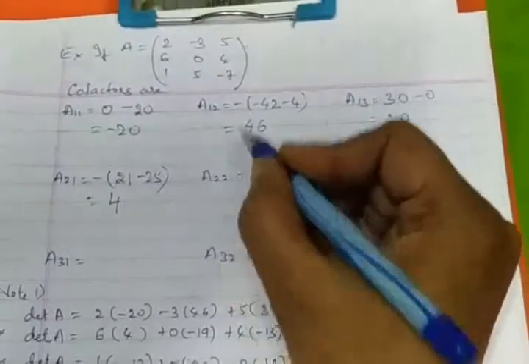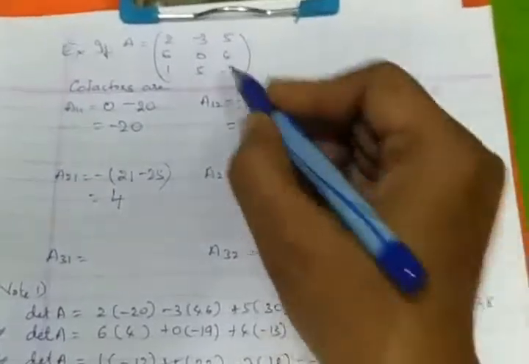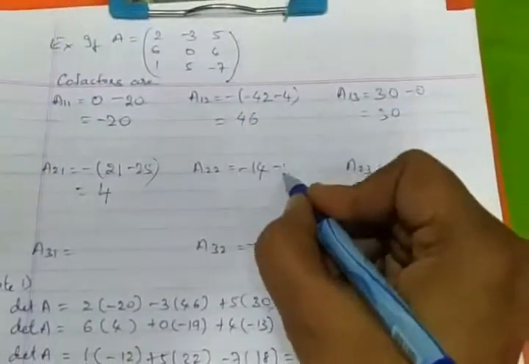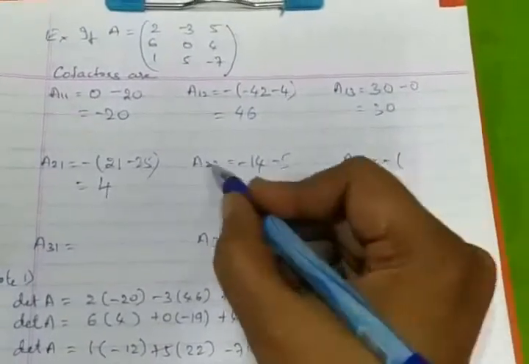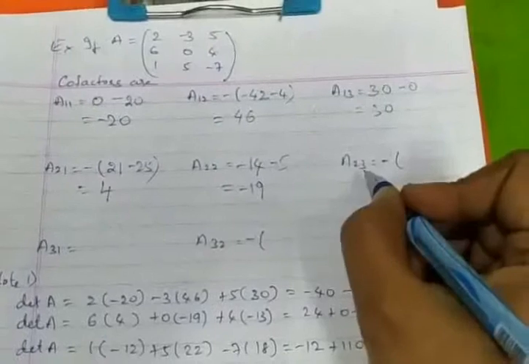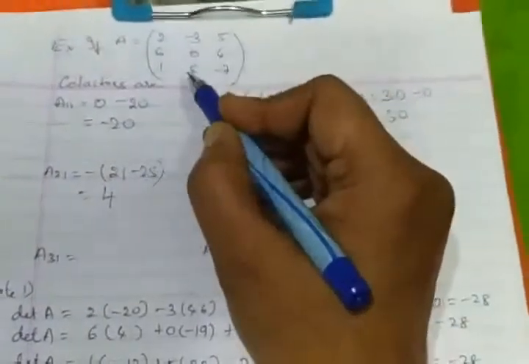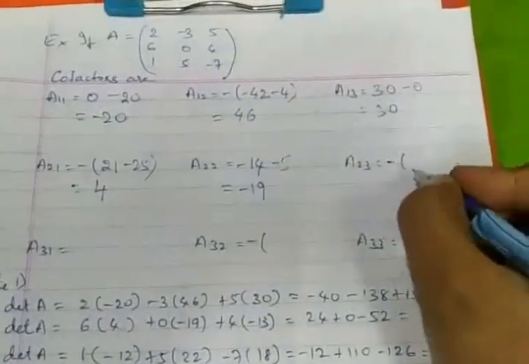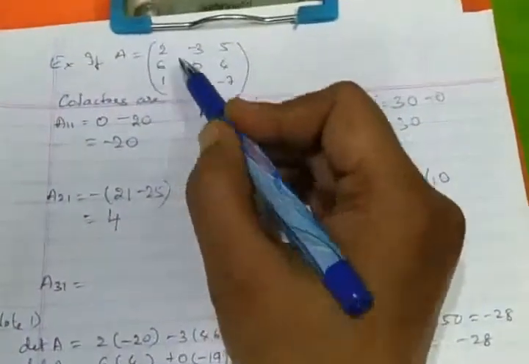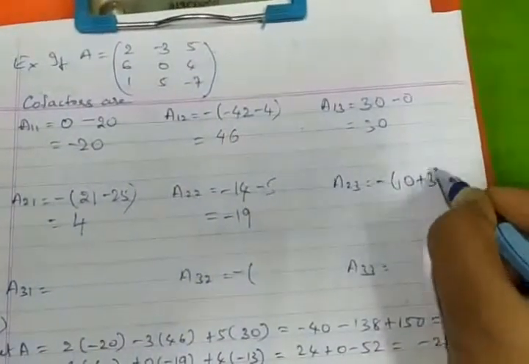Next, A22, close it. I find the relation, it is minus 14. It is plus 5, sign change, minus 5. So we have minus 19 as the cofactor for second row, second column. A23, for this, close it. 5 2s are 10, isn't it? Close it, 5 2s are 10. It is actually minus 3, sign change, say plus 3.